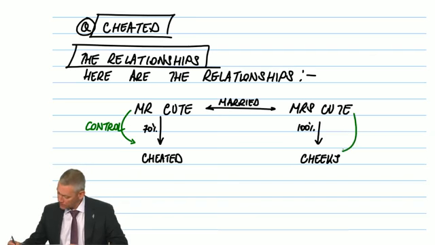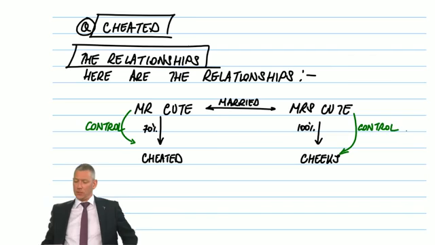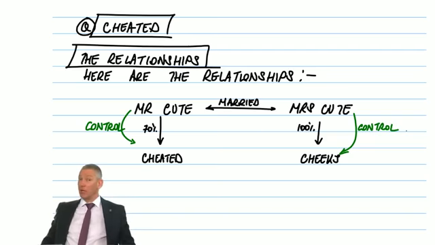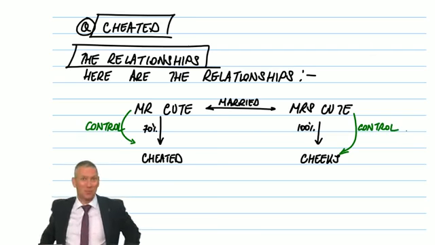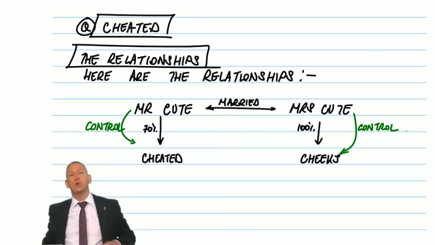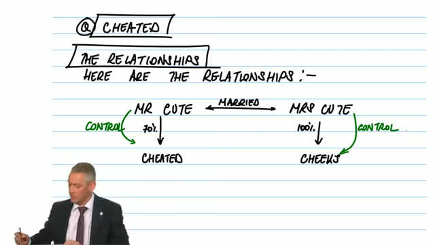Mrs. Cute, that is control. Now, of course, we don't know the relationship between Mr. and Mrs. Cute, and if they are separated and living in different houses, not talking to each other anymore, then there's probably no relationship at all. But the exam question is not going to give you any detail, and you are permitted to make reasonable assumptions.